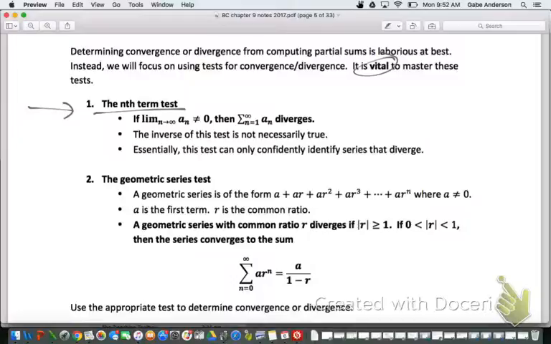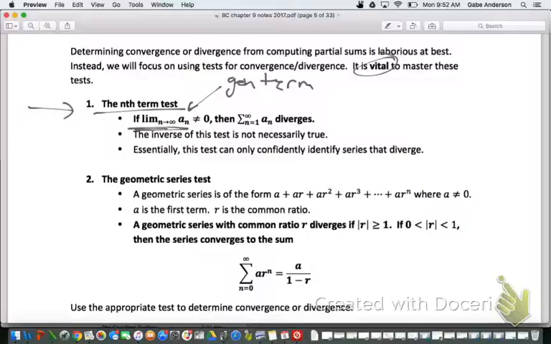So here's the nth term test. It's based on the limit as n goes to infinity. So it says if the limit as n goes to infinity of a sub n, which stands for the general term of the series, gives you something other than 0, anything other than 0, the series diverges. I want you to think about that for a second, why that is.